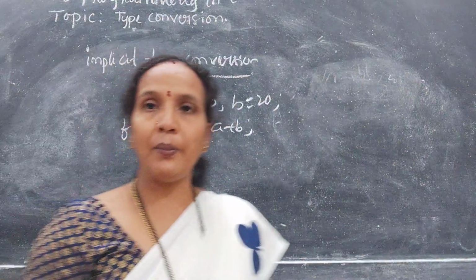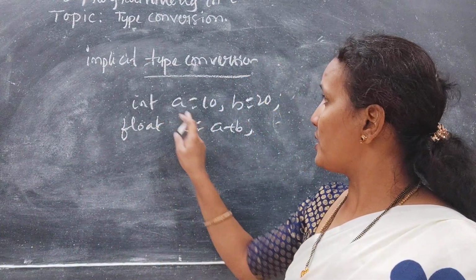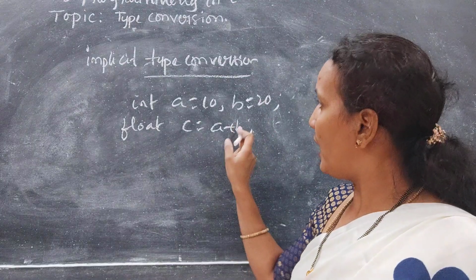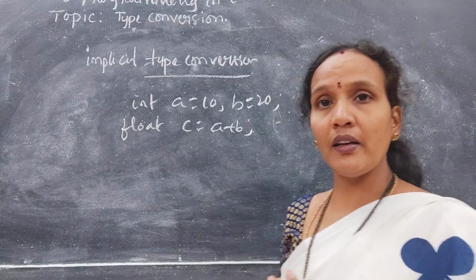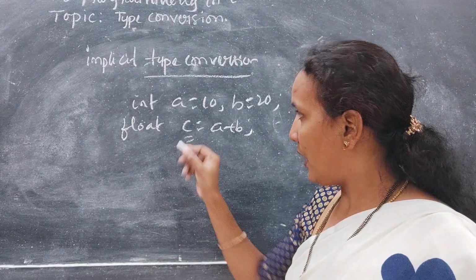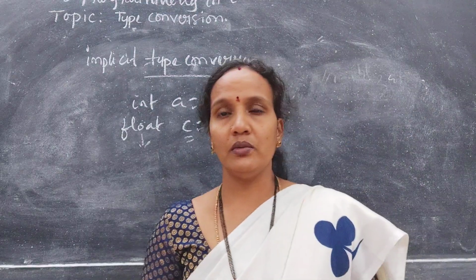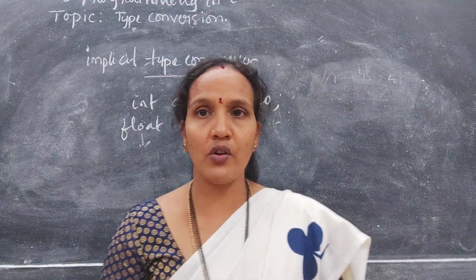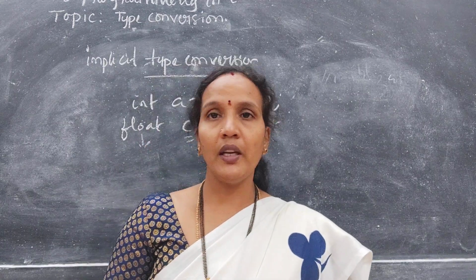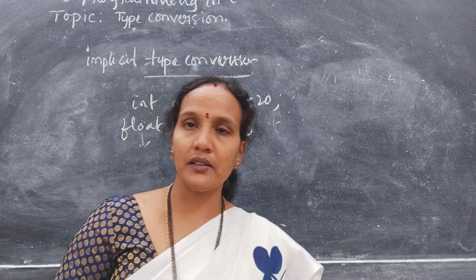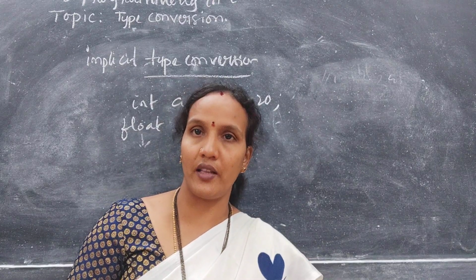Here, type conversion is there. Yes, it is there. Here, a value is 10, b value is 20, and both are of type integer. But I am storing the result in c, and what is the data type of c? Float. So the integer value is converting into a float. But here I have not given any instruction. In this case, the compiler automatically converts one data type value into another data type.